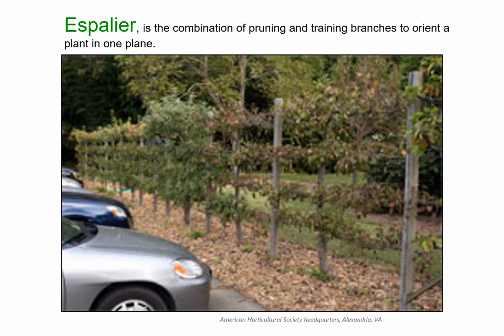Espalier is the combination of pruning, supporting, and training branches to orient a plant in one plane. Ties should be replaced as needed to prevent girdling the branches at the attachment site. In this photograph, it's being used to create a living fence at the American Horticultural Society headquarters office in Alexandria, Virginia.